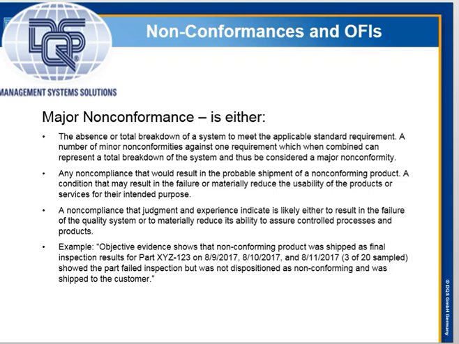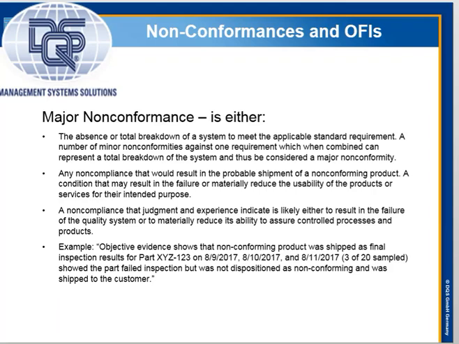So it doesn't say the shipment, it says the probable shipment. A condition that may result in the failure or materially reduce the usability of the products or services for their intended purpose. A noncompliance in the judgment and experience indicate is likely either to result in the failure of the quality system or materially reduce its ability to assure control processes and products. So, if you find a situation where nonconforming material has been shipped, you have a major. It's not only probable, it did happen.